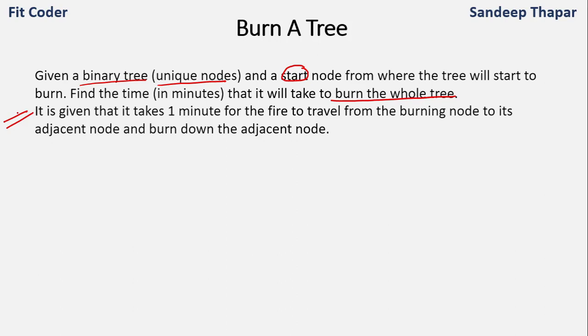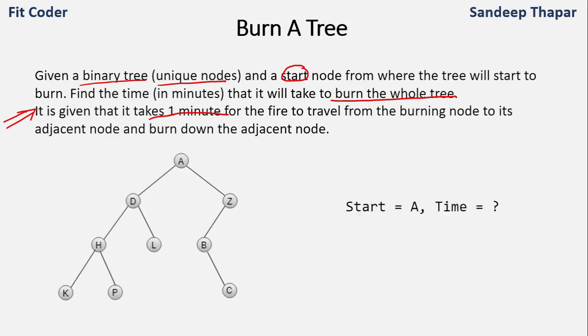It is also given that it takes 1 minute for the fire to travel from the burning node to its adjacent node and burn down the adjacent node. Let's take an example. So we are given this tree and let's say the start node is A.